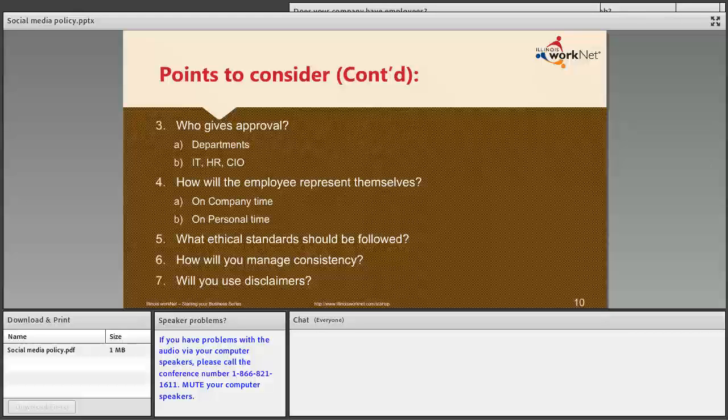Is there already an ethics policy in place for your company? The social media policy should be consistent with any ethical policies that you have for your company.